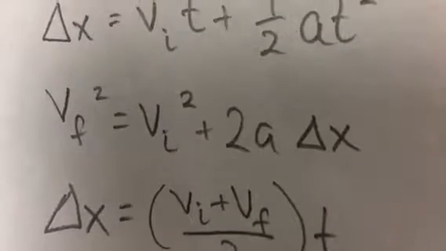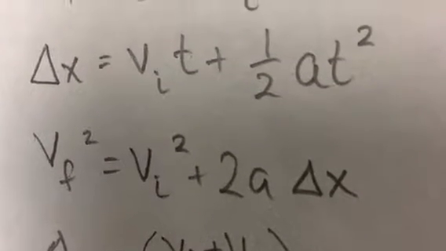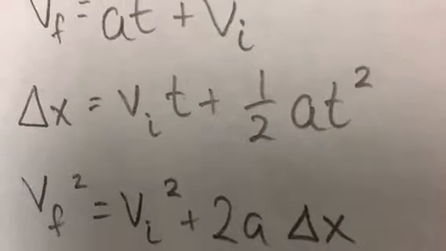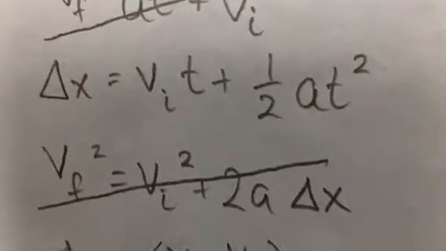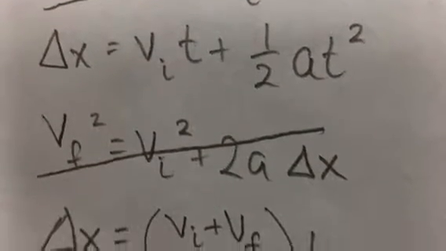Let's look at projectile motion. We want to find delta x, the total horizontal displacement. Here I have the kinematic equations. We can eliminate those equations that don't help us find delta x.